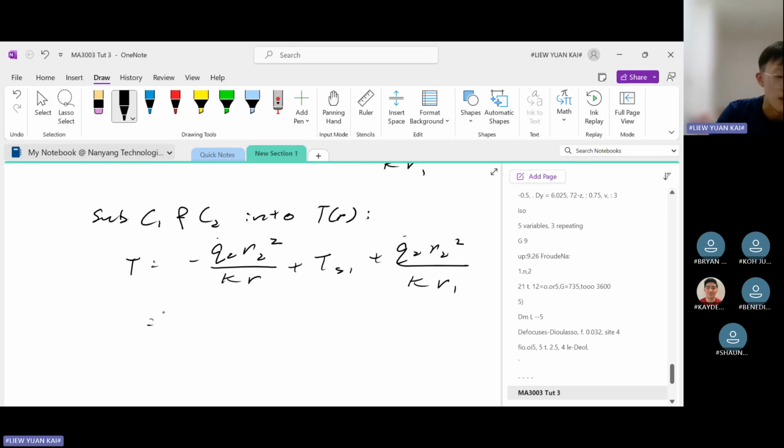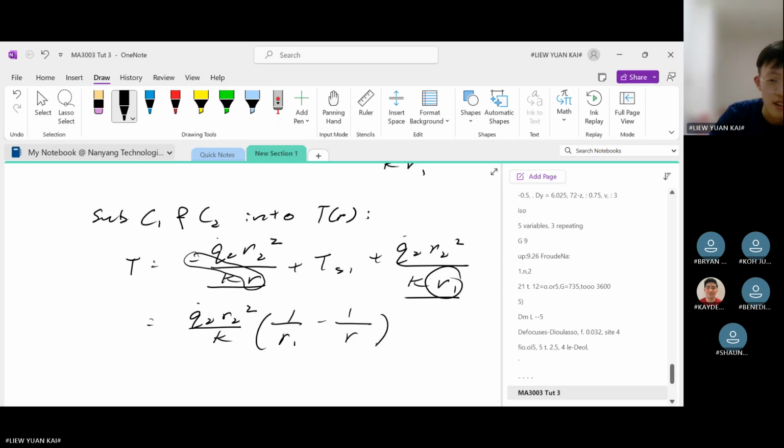Actually, you can just stop here, but for the purposes of beautification, I'm going to factorize it. So this term and this term, I'm going to factorize out the common terms. Then the only terms that remain will be this 1 over R1, then minus 1 over r, then plus this. Okay, that's how you get it.